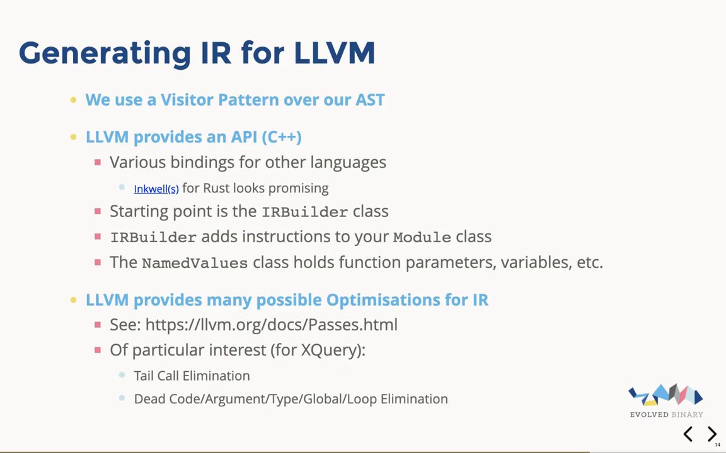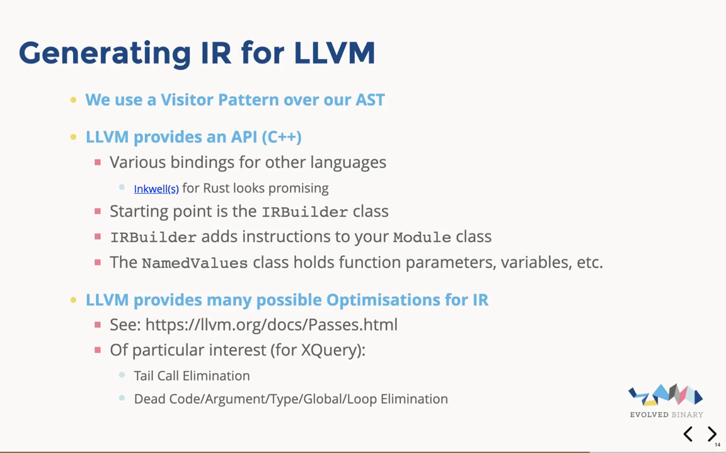Now, I think I mentioned that LLVM offers lots of optimizations that you can choose to switch on. So once you've built your intermediate representation with LLVM, you can then ask LLVM to do a round of optimizations over the intermediate representation, where it rewrites the IR into a new IR based on the optimization rules that you've set. Now, one of the things that is interesting for us, as XQuery developers, is that one of the optimizations is tail call elimination. So if you recall, our Fibonacci function in XQuery is tail recursive.